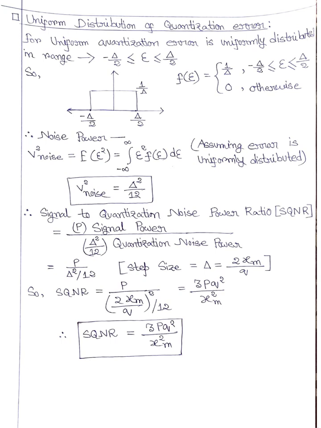Signal to quantization noise power ratio, SQNR, is signal power by quantization noise power. Signal power is termed as P, and the quantization noise power is delta square by 12. So the SQNR is P by delta square by 12. The step size delta is equal to 2xm by q, and putting the value in the equation, we can say the SQNR is P by (2xm by q) whole square by 12, which is 3Pq square by xm square. So the SQNR is 3Pq square by xm square.